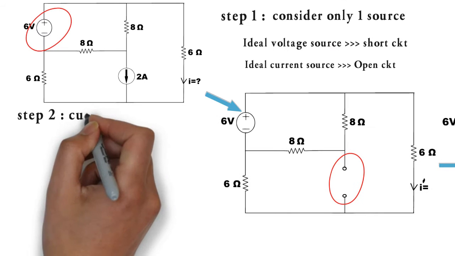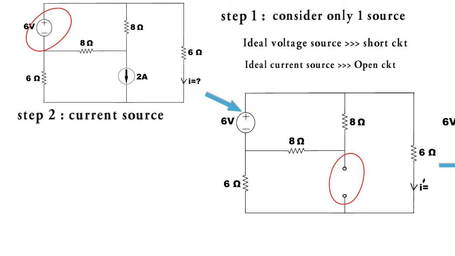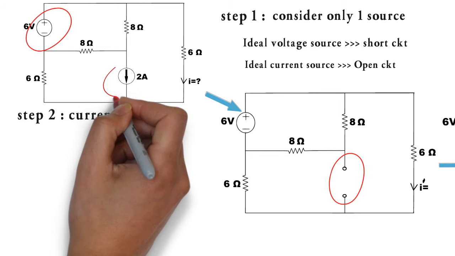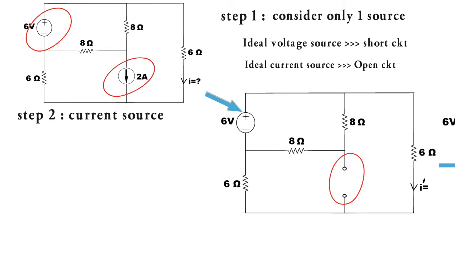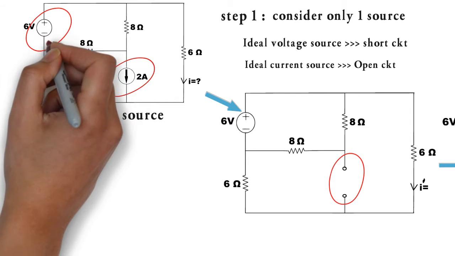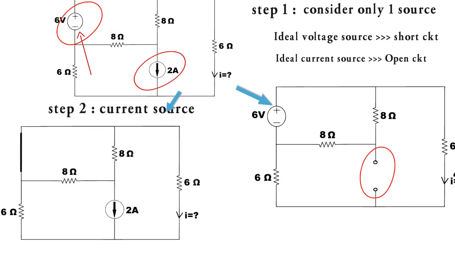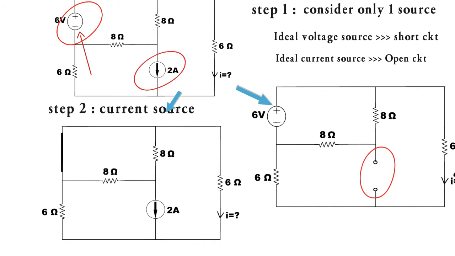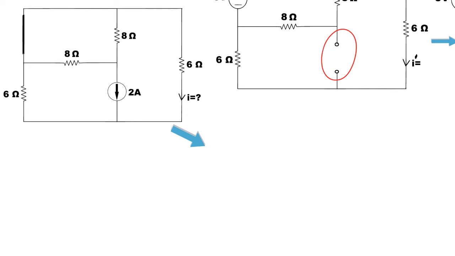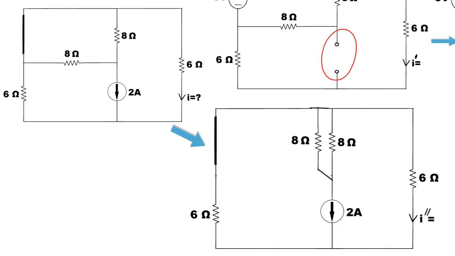In our second step, we will only consider the current source, and we will replace any of the ideal voltage sources by a short circuit and any of the ideal current sources by an open circuit. So if we consider only this current source here, then this voltage source will become open circuit and our new circuit will look like this. Now we can rearrange this circuit further like this one.